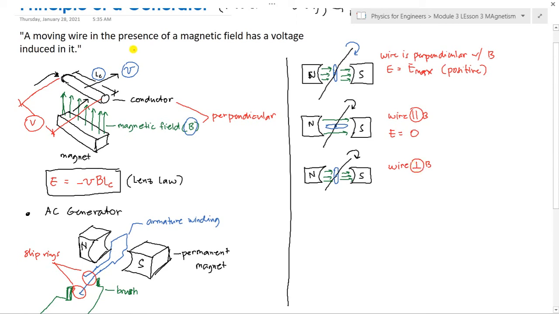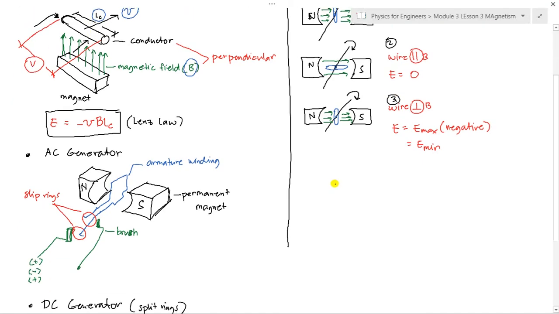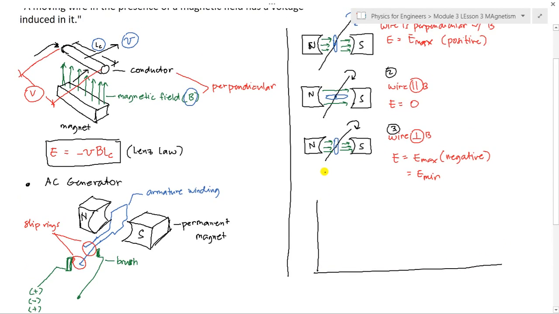Pag perpendicular na siya, we can again attain the maximum value of our E. That is, E is equals to E max. However, this is negative. So, kung dako ni siya nga number nga negative, we can just call this as E min. Now, if we're going to plot these three, starting from 1, 2, and 3, actually, we can generate a sine curve. So, sa AC, natay sinusoidal nga wave.